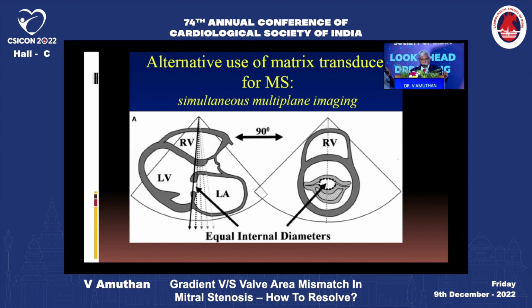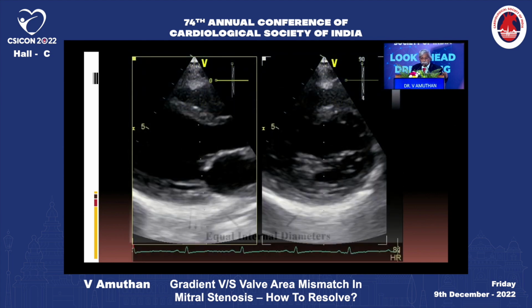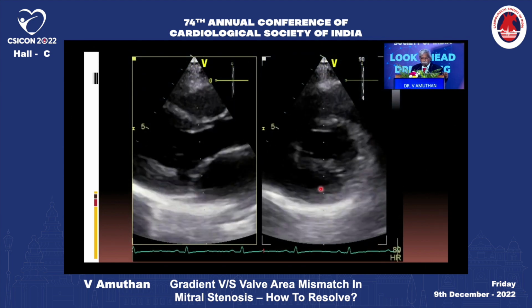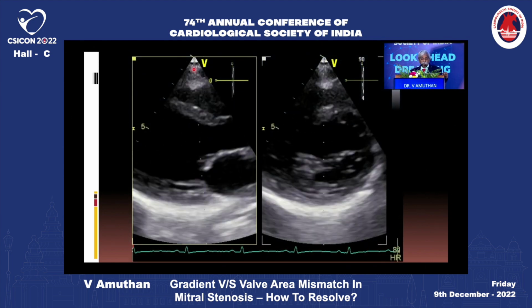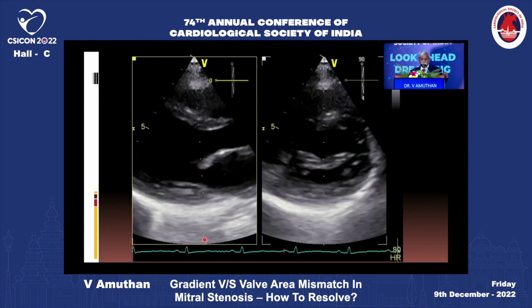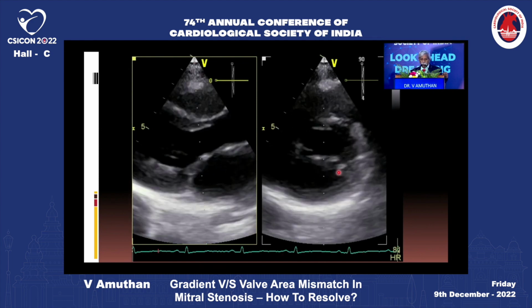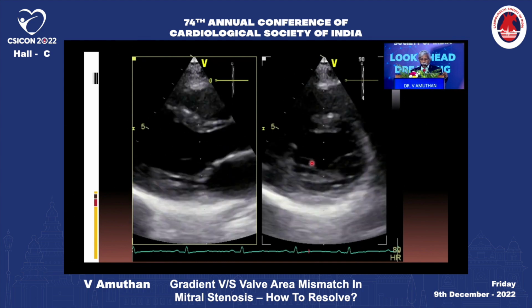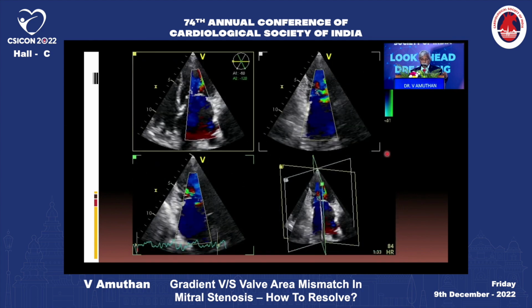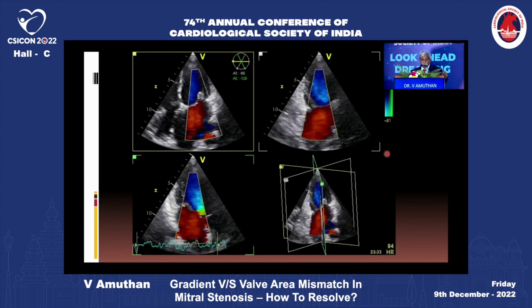Here, this is the biplane view where this can be placed right at the tip so that you have the valve area on the orthogonally opposite plane, that is on the right hand side. So this is the mitral valve, and if you place this cutting plane, right on the opposite side you have the biplane view of the mitral valve where you can carefully trace it.